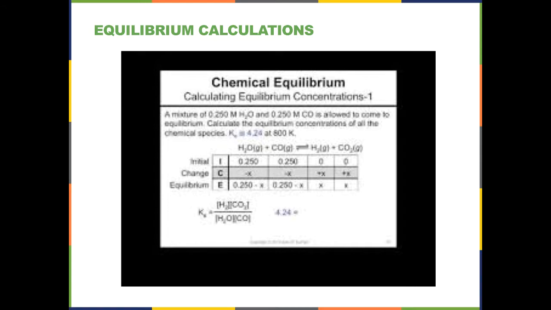So at equilibrium, each concentration is shown, and so you would end up with x squared in the product. So that'd be on the numerator, and 0.25 minus x, that quantity squared on the bottom. And that would equal your 4.24. And when you do this math, you'll see, and we'll show it in just a second, that you end up with a quadratic equation which requires the use of the quadratic formula to find the answer.